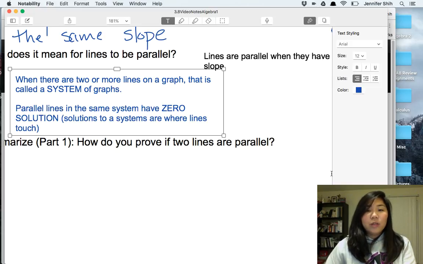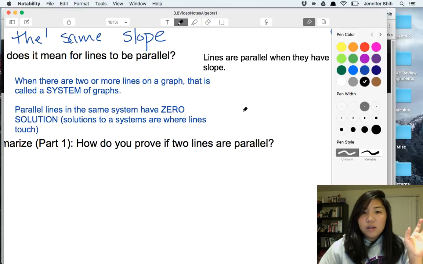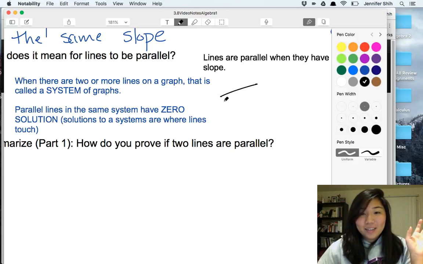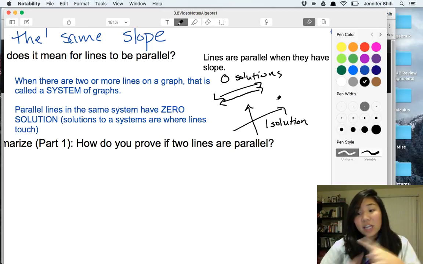Just as a really quick side note, parallel lines, whoa, those should be parallel. It's hard on this tablet because I can't see where I'm drawing. Okay. Parallel lines have zero solutions. All other systems of lines have one solution. That means they touch once.